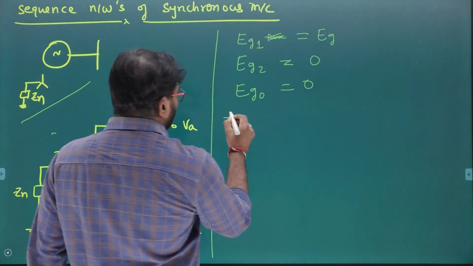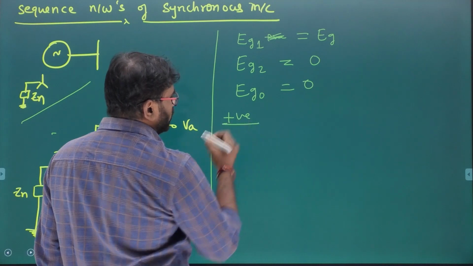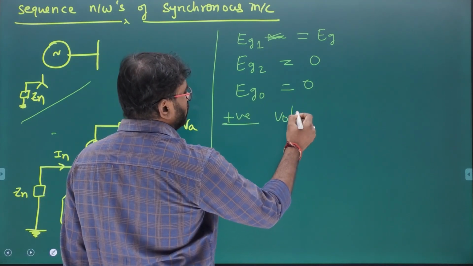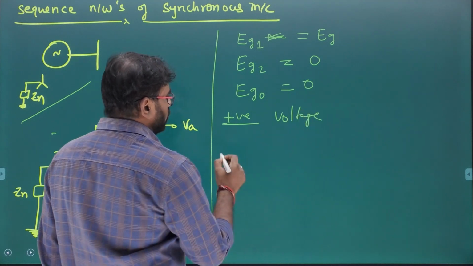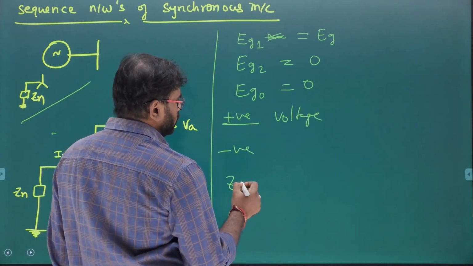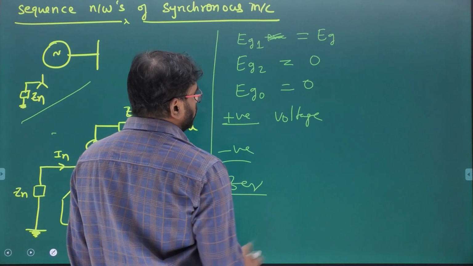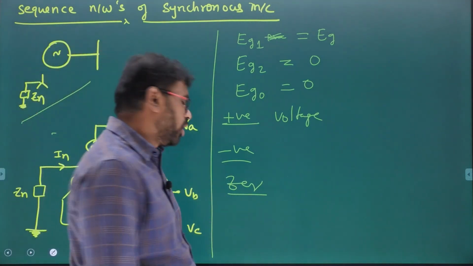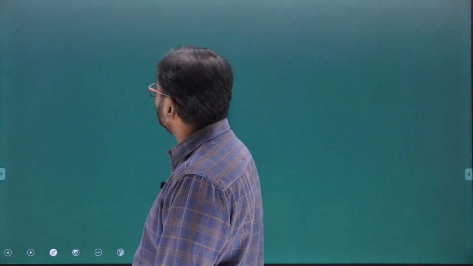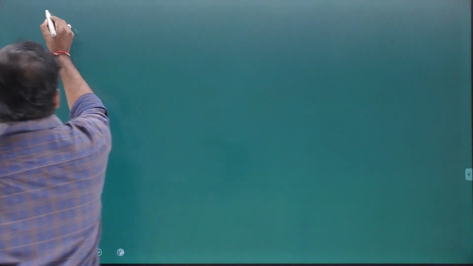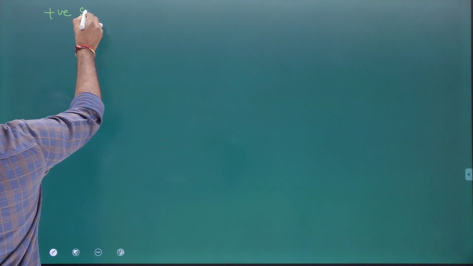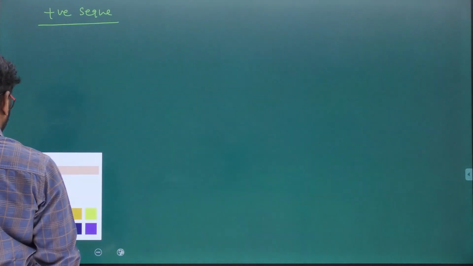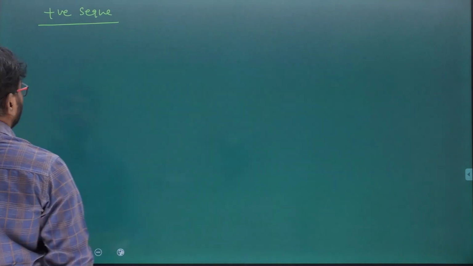That's why when you are drawing the positive sequence equivalent circuit, Eg1 voltage is available. But for negative and zero sequence, the generated voltages are not at all available. So based on this fact, we can draw the positive, negative and zero sequence equivalent circuits. Let's draw the positive sequence equivalent circuit of the generator, very simple.